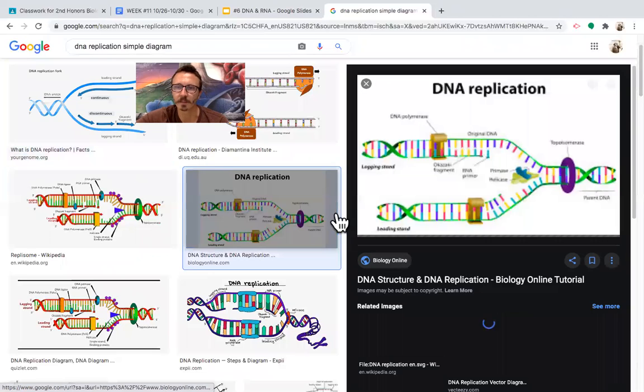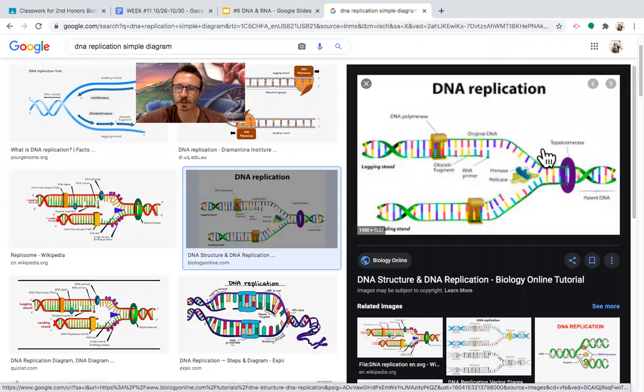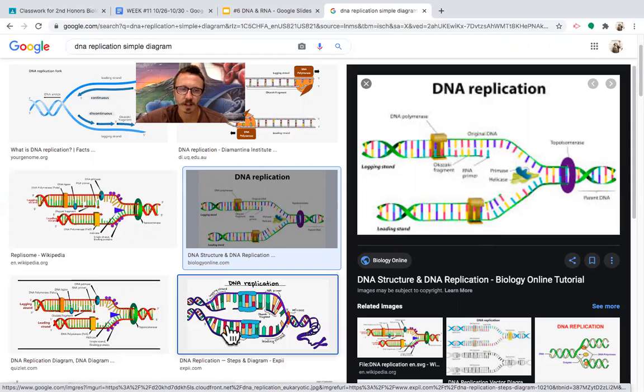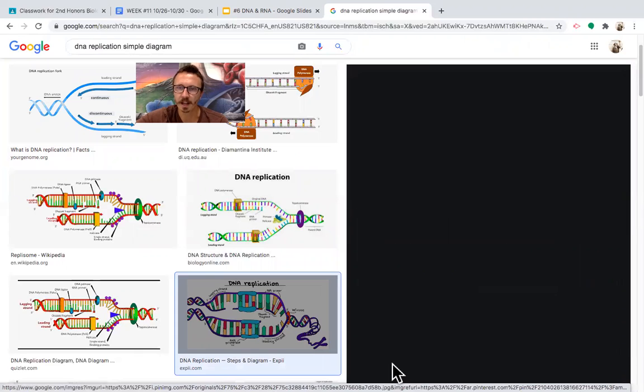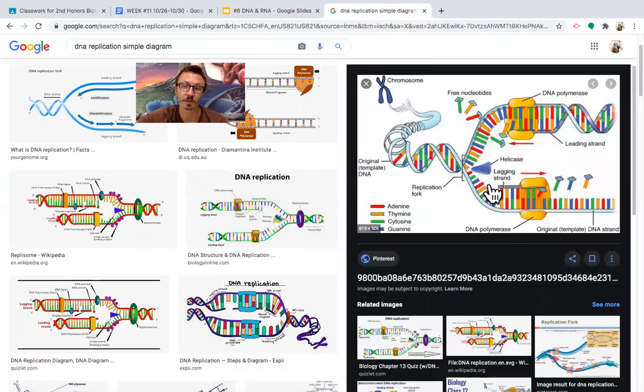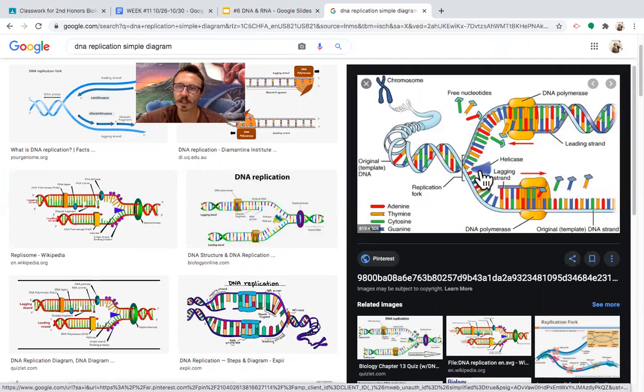Then we look at a diagram like this, very similar to the one that I showed you. You can see topoisomerase and helicase and the leading and lagging strands. Some are a little more cartoonish, but they might help. I like this one. This is a pretty good one. I used to use this one back in the day. You can see the chromosome, the DNA, helicase working, and the color coding, making sure they're complementary. What's really neat is that when this is done, both of these DNA double helices are identical. They're exactly the same as the other.